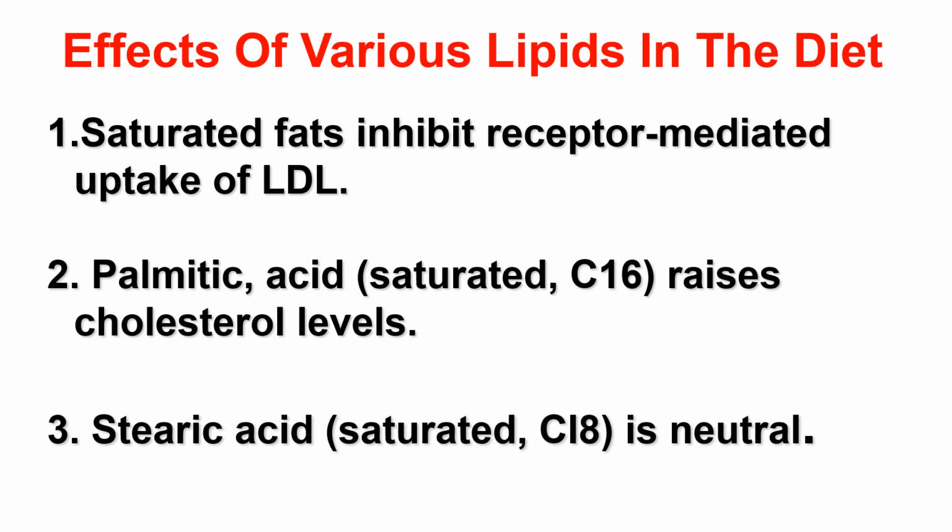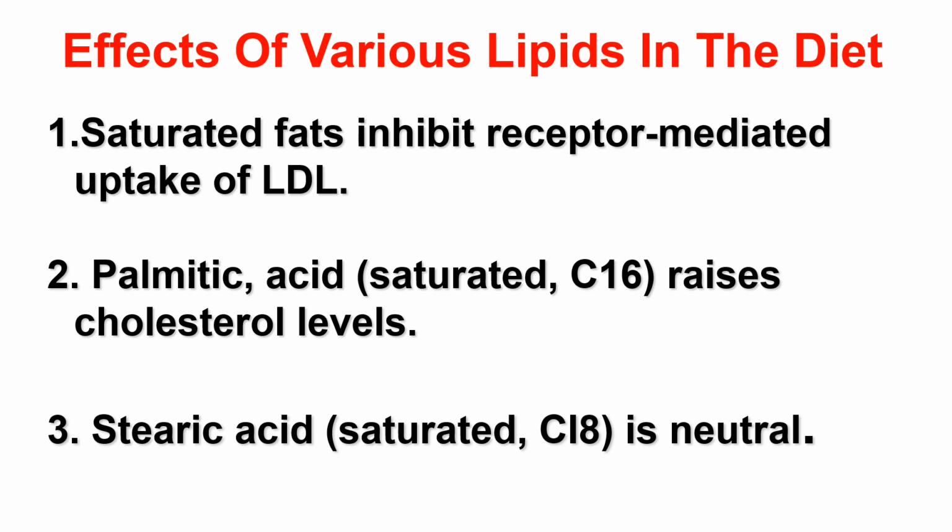As I told you, when we consume dietary lipids, they may be saturated, monounsaturated, and polyunsaturated. So what are the effects of these lipids present in the diet on our lipid profile? Saturated fats are those which have no double bond in their structure, and they are usually solid at room temperature. If you recall, the examples are ghee, butter, margarine. When we consume saturated fats, they inhibit the receptor mediated uptake of LDL.